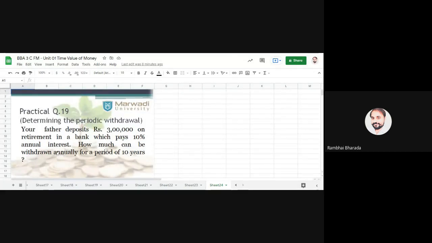Here, which word is used? We are not required to find which amount you will get after 10 years. We do not need to see what amount you get after 10 years. If we had to see that, what would it be? Future value of single amount. But we are looking for the amount that you can withdraw annually. So it means it's a future value of annuity.